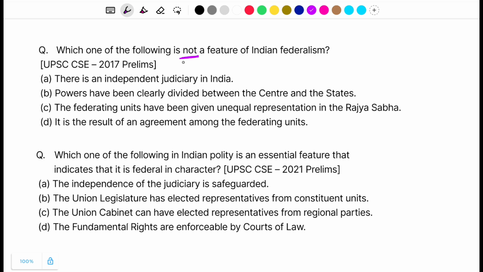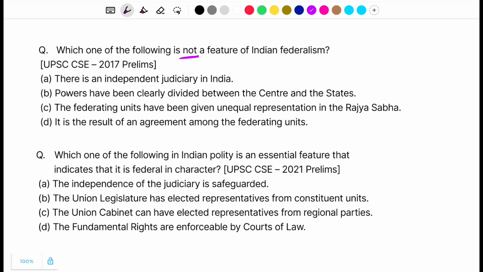See, every statement looks right and of similar nature related to Indian federalism. Let's read it out again and identify. Which of the following is not? The question asks not. When you see the word not in your question paper, students, please underline it. You may overlook it in the exam confusion or exam stress. When you look at the word not, underline it. Which one of the following is not a feature of the Indian federalism?